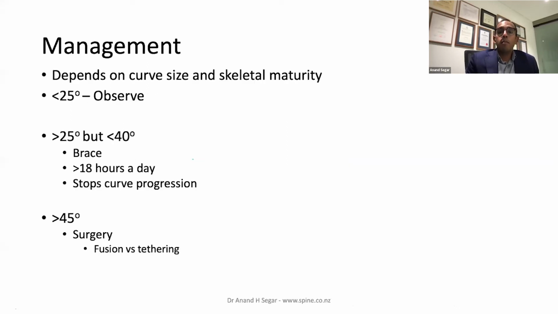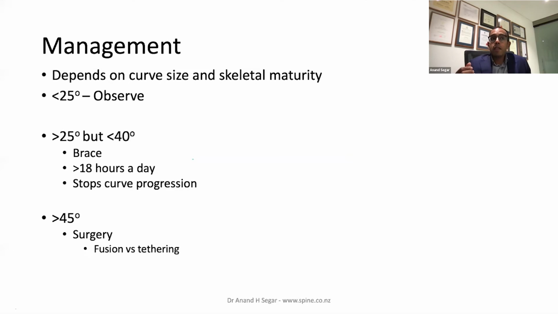So if I want to briefly touch on management, management depends on curve size. If it's less than 25 degrees, we're going to observe it. If it's greater than 25 but less than 40, in my practice, I brace these children. And the key to bracing is 18 hours a day, and then it stops curve progression. The curve is not going to get better. What they have when they go into the brace is the best that they're going to achieve. And as long as it's less than 40, they're going to lead a normal life, and they're going to avoid an operation.